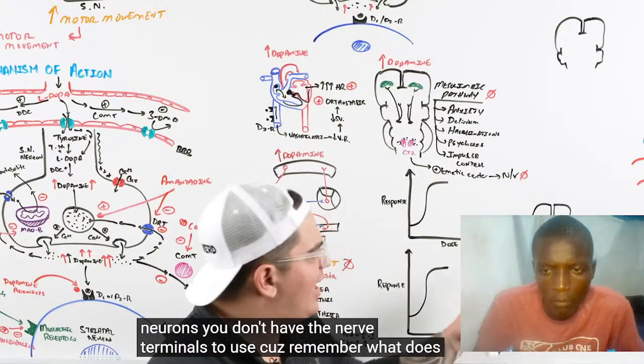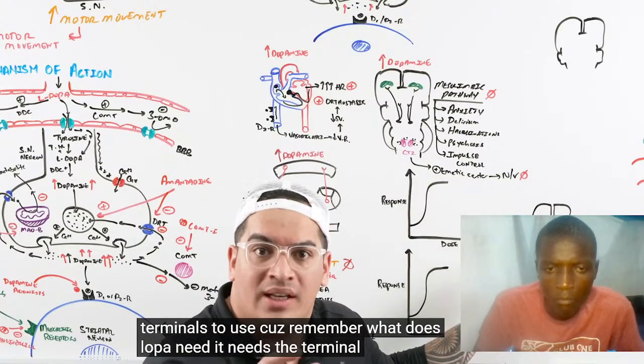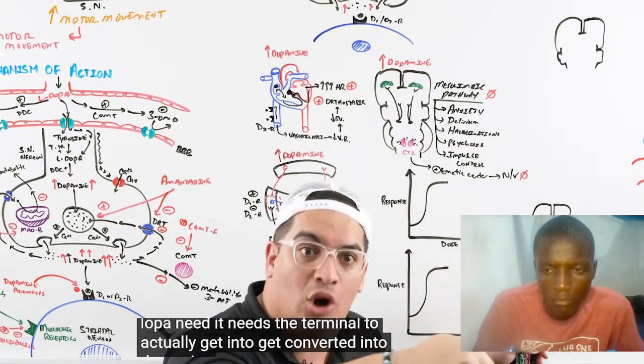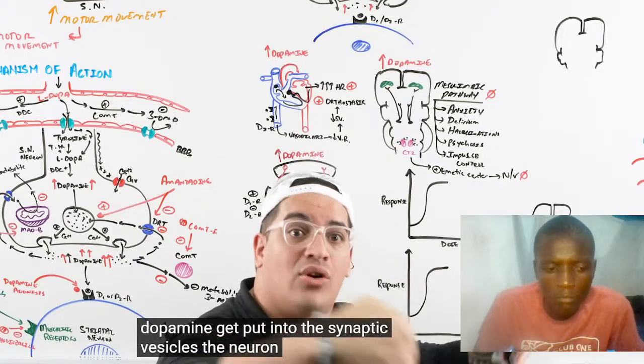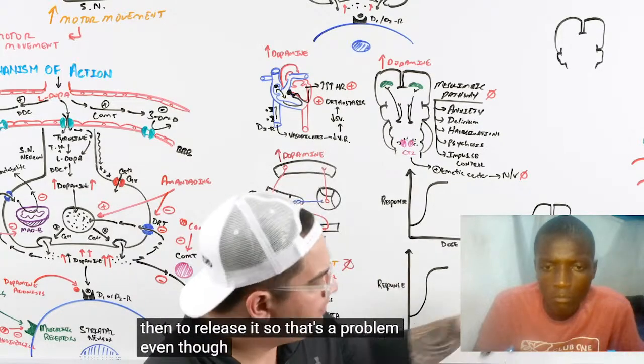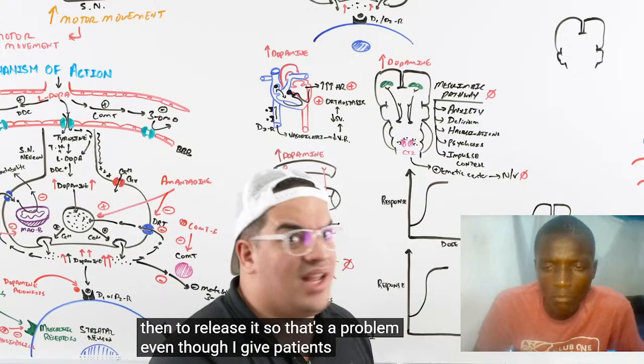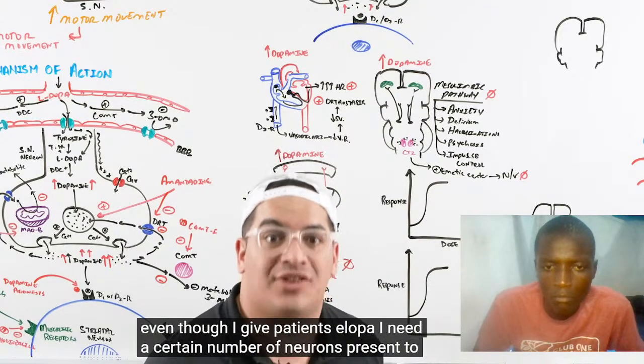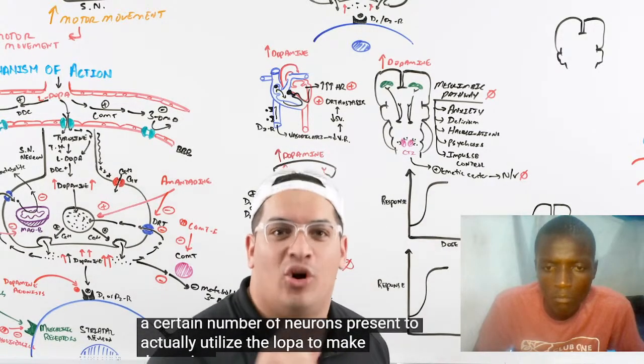Because remember, what does L-dopa need? It needs the terminal to actually get converted into dopamine, get put into the synaptic vesicles, the neuron to be stimulated, then to release it. So that's a problem. Even though I give patients L-dopa, I need a certain number of neurons present to actually utilize the L-dopa to make dopamine. Do you understand what I'm saying?